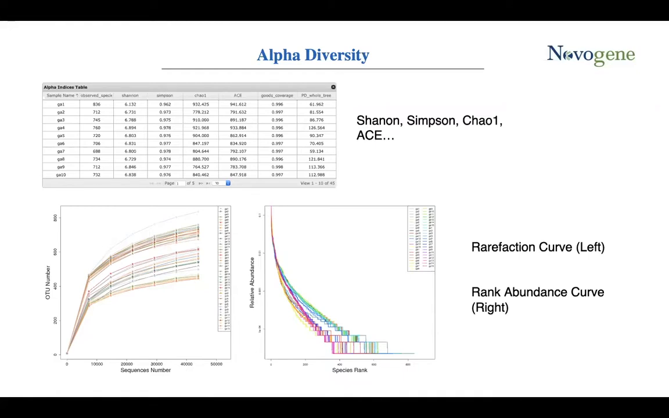And in the horizontal direction, the richness of the species is reflected by the width of the curve. The higher the richness of these species, the greater the span of the curve on the horizontal axis. And in the vertical direction, the smoothness of the curve will reflect the uniformity of the species in the samples. So it means the smoother the curve, the more uniform the distribution of the species.